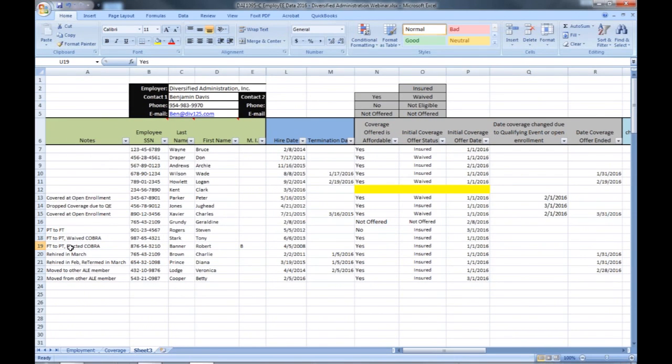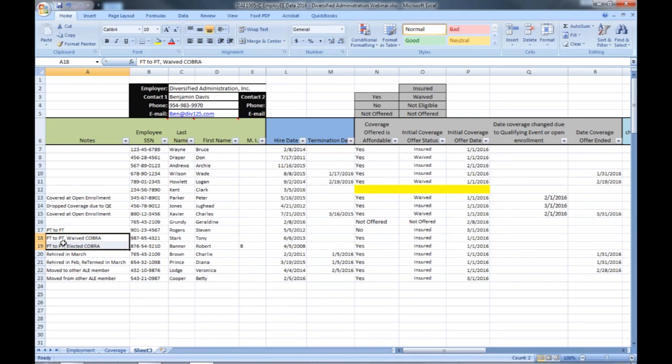It is important to note that guidance issued by the IRS last year states that it is not necessary to report whether those who terminated employment while insured elect or waive COBRA coverage. It's only necessary to report the COBRA status for current employees who became eligible for COBRA because of a reduction in hours.